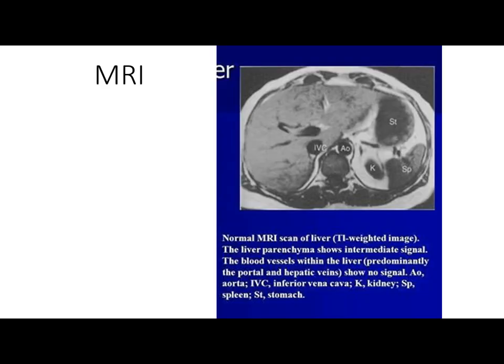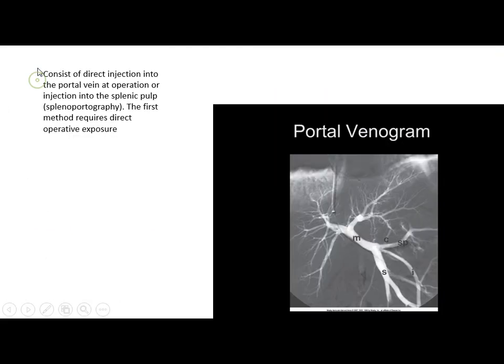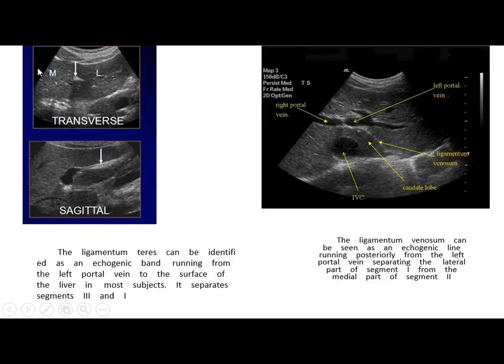Thank you, Dr. Continue, Rayan. I said about MRI, it's an intermediate intensity and anechoic vessel. Ultrasound, all of us know about ultrasound, but there are a few hints in ultrasound. There's the ligamentum venosum to know the caudate lobe, which can be seen here. This is the ligamentum venosum, and this is the inferior vena cava. Between them is segment 1, the caudate lobe.